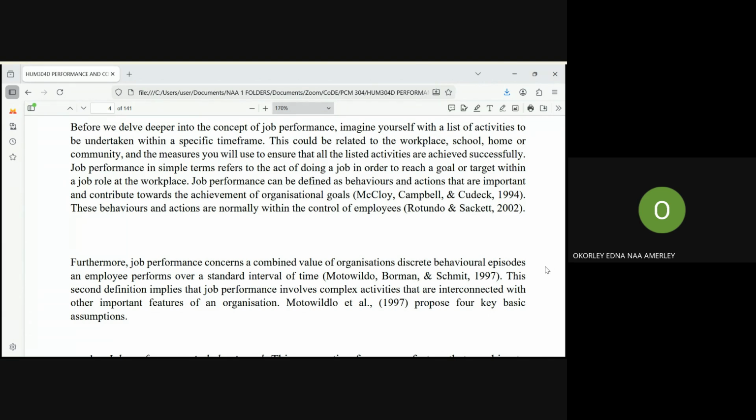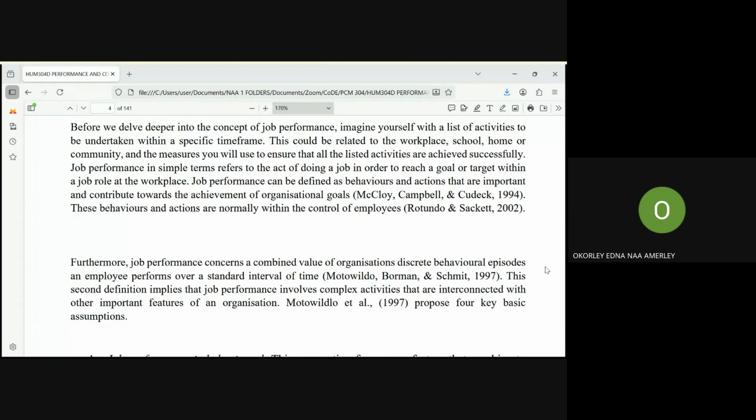So we need certain behaviors and actions to be able to do this job as we ought to do it. And it must also be towards a goal. And this is according to McCloy, Campbell, and Kudek, 1994. So this doing the work efficiently and effectively, you must have what it takes to do it. And what it takes is within your control as the employee. It is within your control.